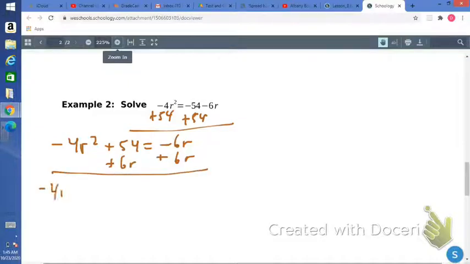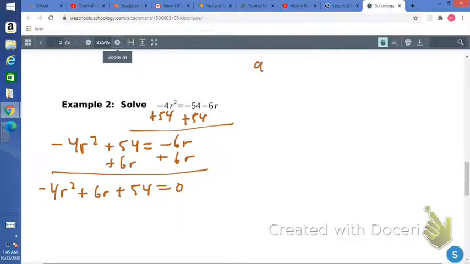So we're going to get negative 4r squared plus 6r plus 54 equals 0. If I were to do this problem, I probably would move that. All you would have to do is just move that over to the right, and your a would be positive. But again, I want to show an example where your a is negative and how to handle it.